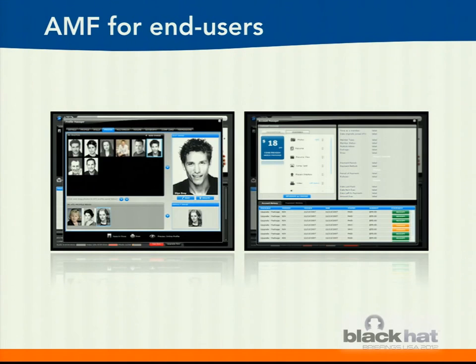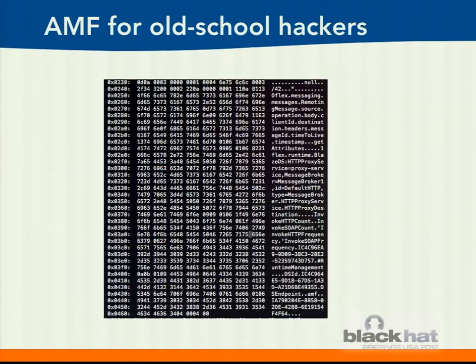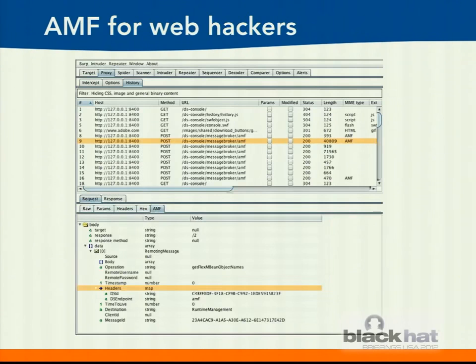So for the end user, a Flex-based application using AMF looks like just a normal Flex application. But definitely, if you're an old school hacker and you watch things with tcpdump, you actually recognize that we have a binary blob passing in the body of HTTP requests. And if you're a web hacker and you probably use a tool like Burp or another proxy, for you AMF is most likely a tree representation with, as I said, key value pairs. And in this particular case, we have a message and an operation, which is in this case getFlags and bin object names.